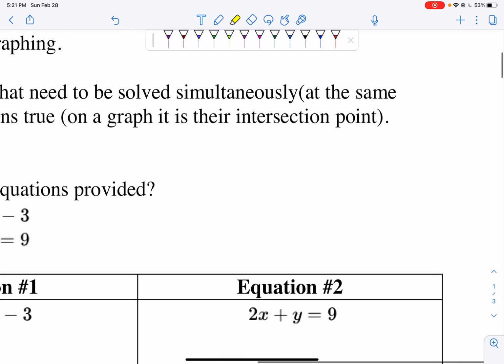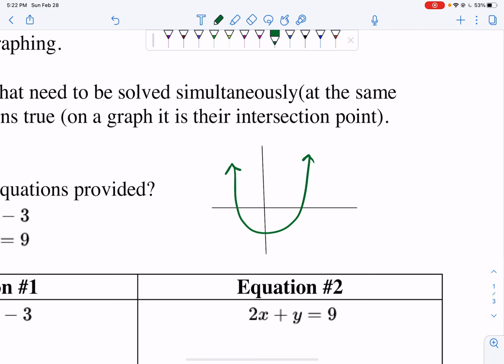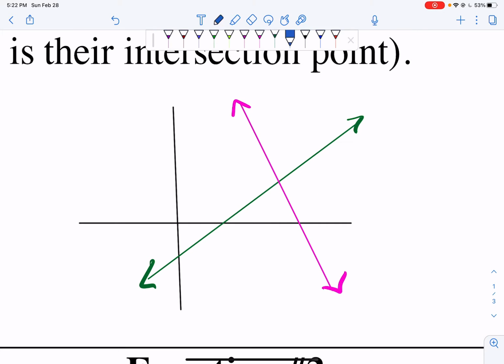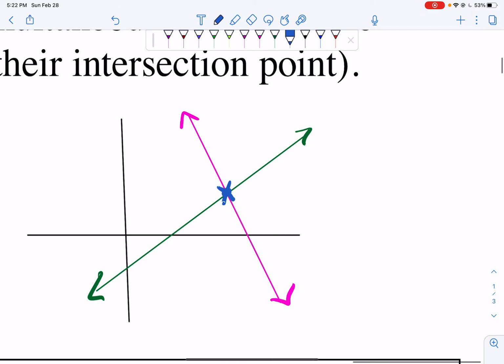So if I have a graph and I have two lines drawn on it, just pretend this is what your graph looks like. Pretend this is line 1. This is line 2. Your point of intersection would be right here. What we typically do is we mark it with an X.